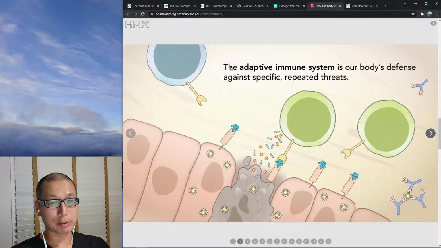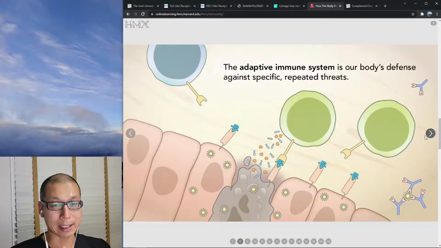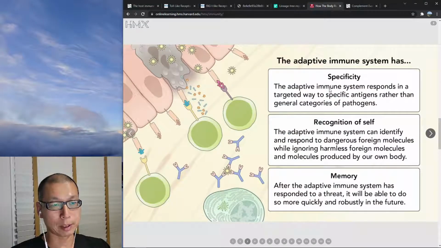The adaptive immune system kicks in around day 4 to 7. That's when it starts working. So up until about the first 4 to 7 days, you're working on the innate immune system. Around day 4 to 7, the adaptive immune system starts kicking in. And the adaptive immune system is very specific. It will identify a very specific target, and it gets really good at destroying that. So it has specificity.